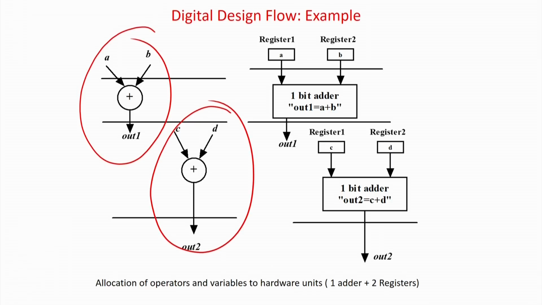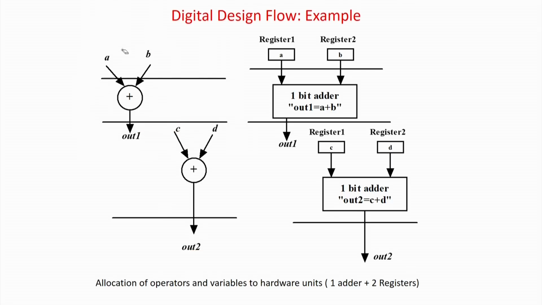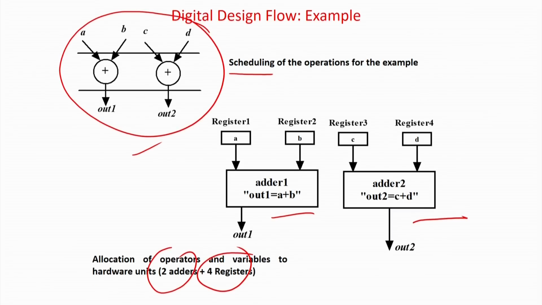This is a very simple example, but of course if there is a dependency, like if instead of C it is out 1 plus D is equal to out 2, then even if you have multiple resources, because of this dependency you have to wait for 2 stages. So this is called scheduling. Based on your requirements and dependencies, you have to get an optimal schedule.